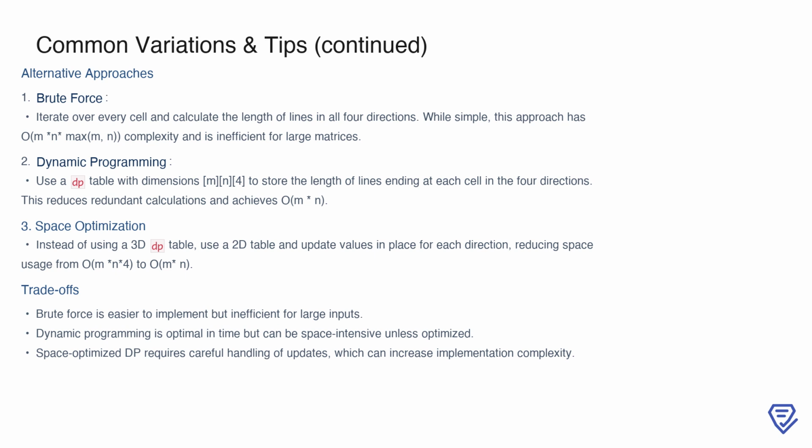To further optimize, you can reduce the space complexity by using a 2D DP table and updating values in place, bringing the space usage down from O(m*n*4) to O(m*n). However, space-optimized dynamic programming can make the implementation more complex, as careful handling of updates is required. Ultimately, brute force is easier to implement but inefficient, dynamic programming is optimal but space-intensive, and space-optimized DP provides a middle ground with added complexity.